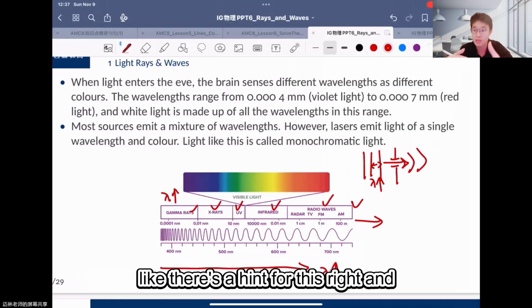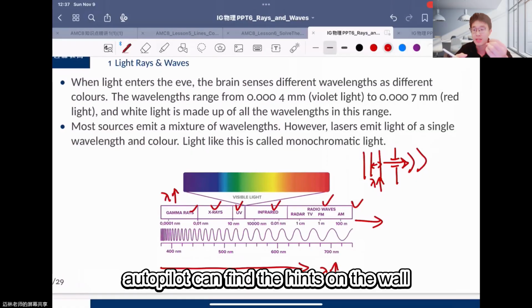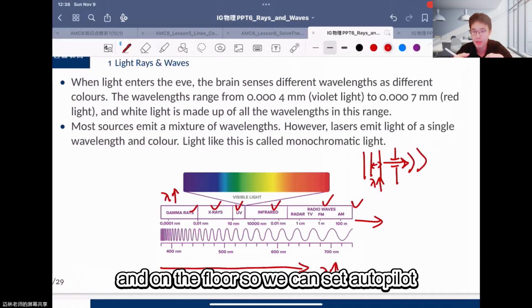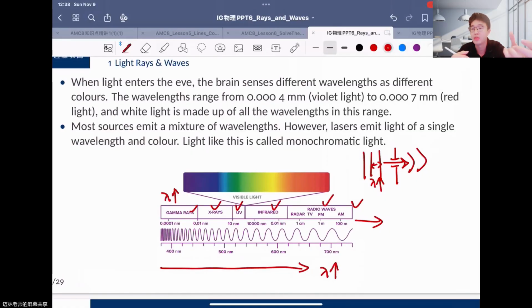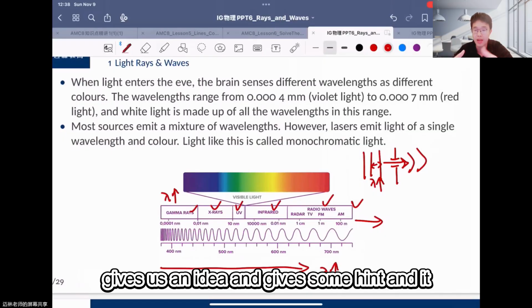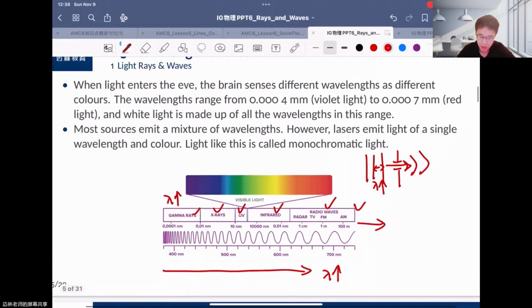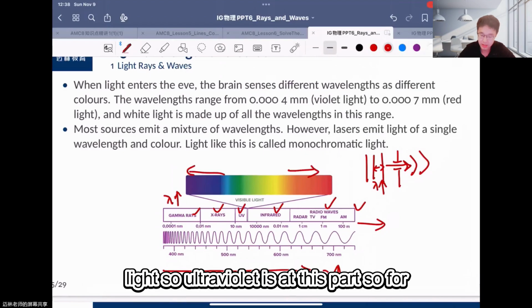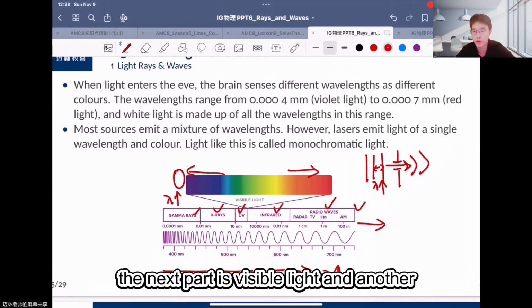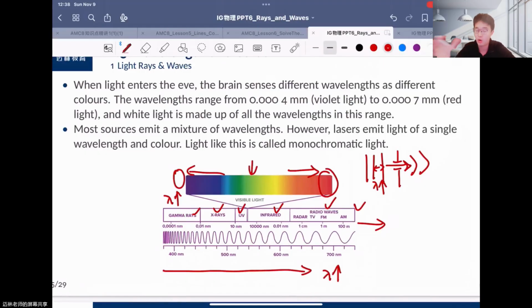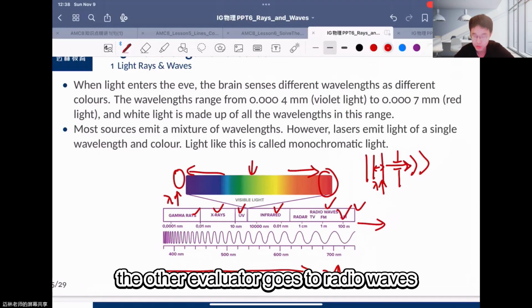Like here's a hint for this, right? Ultraviolet can find hints on the wall and on the floor. So we can say ultraviolet can give us an idea and give some hints. Okay, and then there are purple to red, right? This is for visible light. So ultraviolet is at this part. The next part is visible light, and another part is infrared, ultra red, right? So you can say it's infrared. After infrared, we go to radio waves.